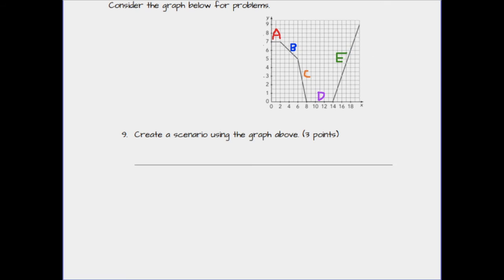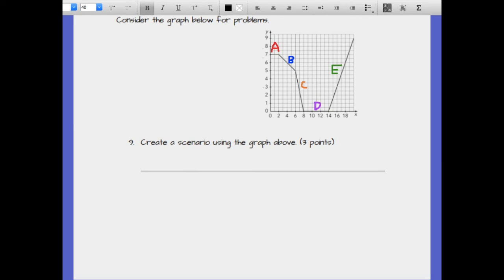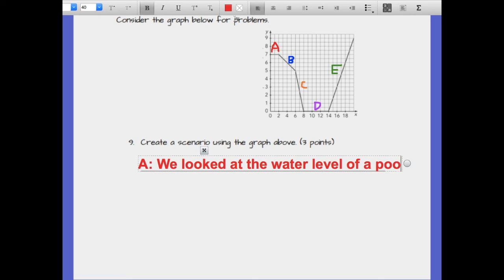All right. And we can think about what we did in class too. My suggestion for you was always write a sentence or two for each thing. And you can even label it. Sometimes labeling helps us to keep things in order. So for part A, we have to decide what this is, right? There's no story given to us. So we looked at the water level of a pool. And then for part B, you can say we started to drain the pool.